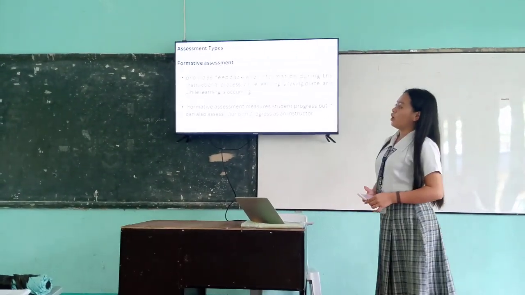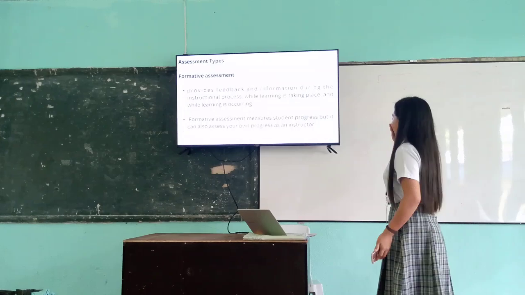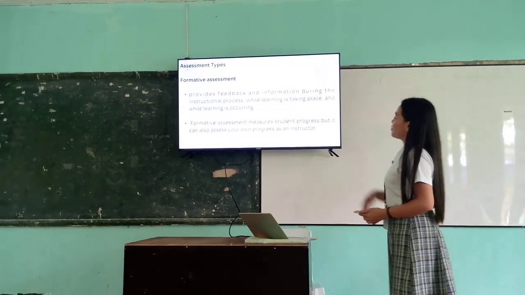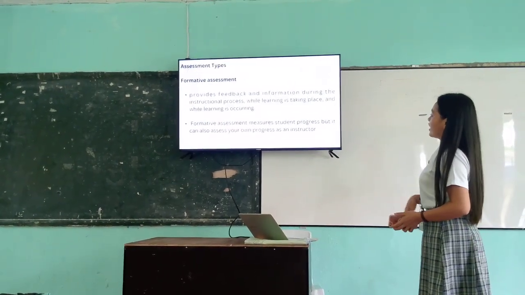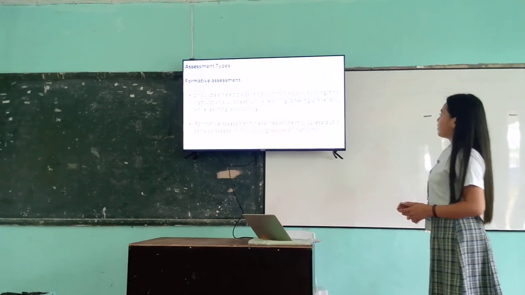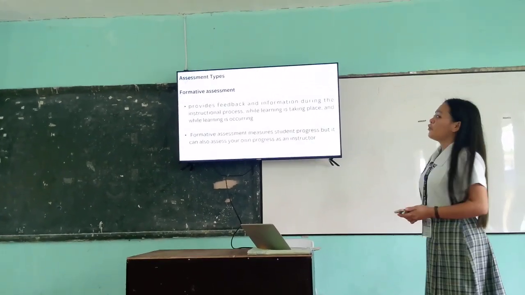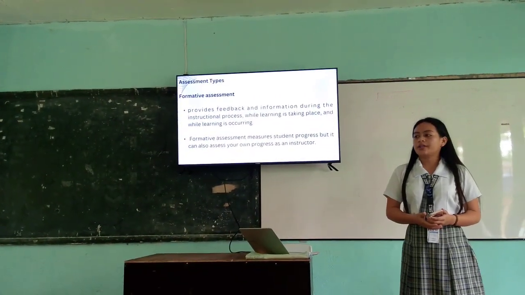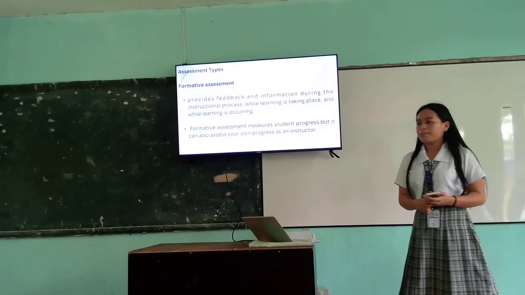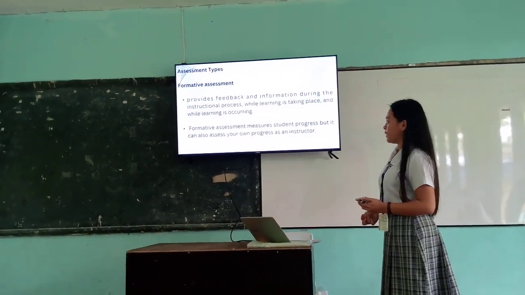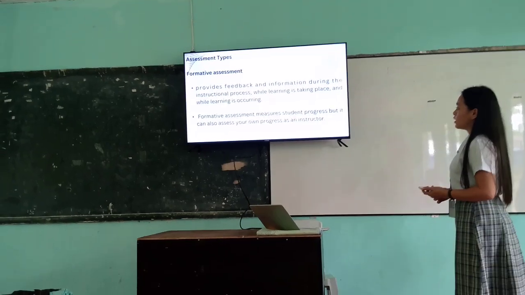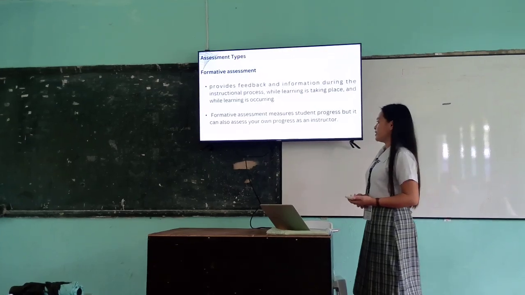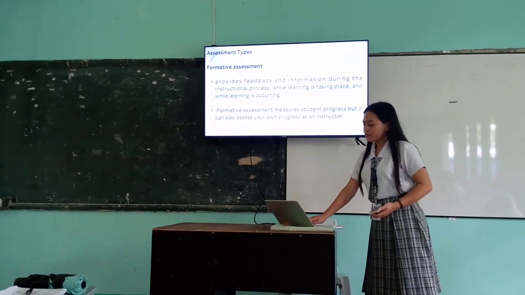And there are two types of assessment. First is formative assessment. Provide feedback and information during the instructional process while learning is taking place and while learning is occurring. So, formative assessment is measuring the learnings of the learners before i-tackle na kanang topic. Formative assessment measures student progress, but it can also assess your own progress as an instructor.